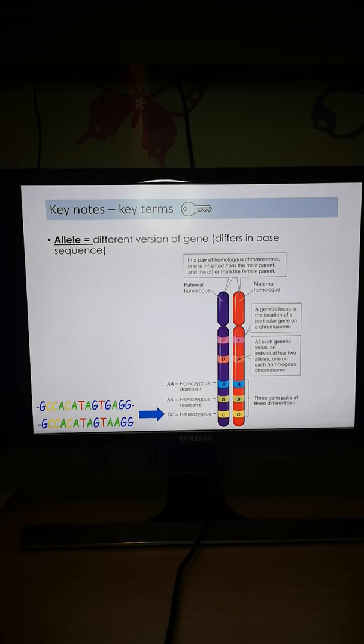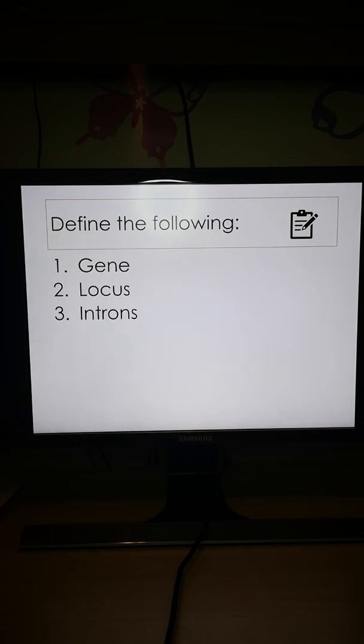So there are key terms. Of those key terms then, here's 2. Can you now write down your definitions? And then did you pick up what an intron is? Have a go. Pause now. Right, you should have rejoined us.